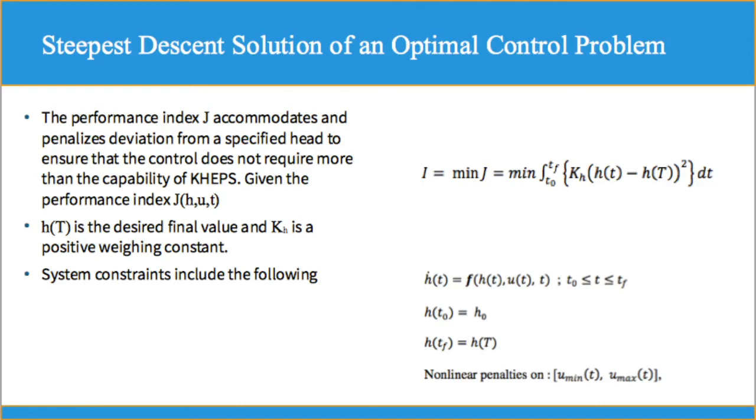So we set this limit where I is equal to the min J, the performance index, which is then described in this integral. H of capital T is the desired value of KH. Capital KH is a positive weighing constant. And some of the constraints are here at the bottom left. Some of them just kind of reinstating what I just said.